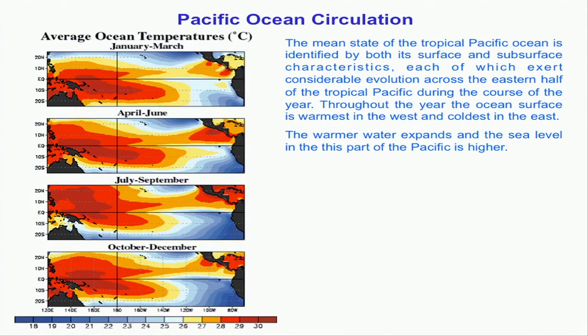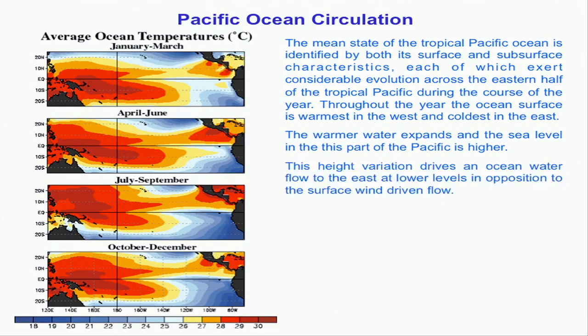So remember, warm water is going to expand, and that means, of course, that the sea level in this part of the Pacific is going to be significantly higher. It also means that the thermocline is going to be much deeper, because remember that mixed surface layer of the ocean is actually going to be much deeper here compared to this side of the Pacific. And that gradient is very important for what's going to happen in terms of the subsurface currents. Now, the height variation, which we just mentioned, is actually going to drive an ocean water flow from this side of the Pacific to this side of the Pacific. And we'll see a figure showing that later.